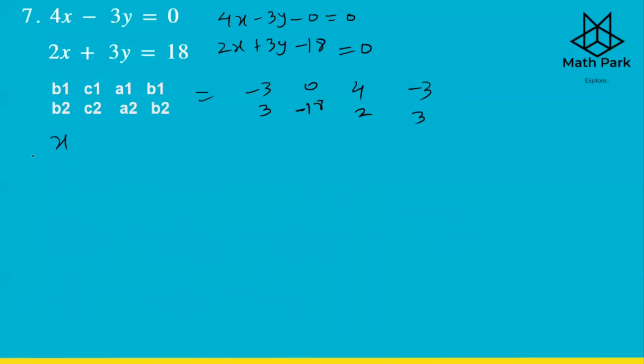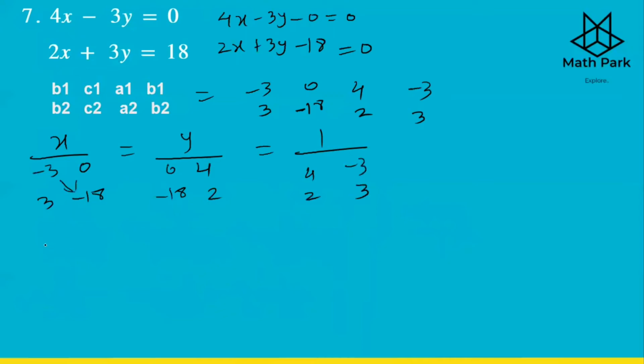So we get here x upon minus 3, 0, 3, minus 18, is equal to y upon the middle 2, 0, 4 and minus 18, 2, is equal to 1 upon 4, 2, minus 3, 3. Cross multiplying always this way. So x upon minus 18 into minus 3 is positive 54, minus 0, 0 into 3, which is y upon 0 into 2 is 0, 18 fours are 72. Minus of minus becomes plus 72, is equal to 1 upon 4 threes are 12. 2 into minus 3 is minus 6. Minus of minus 6 is going to be plus 6.